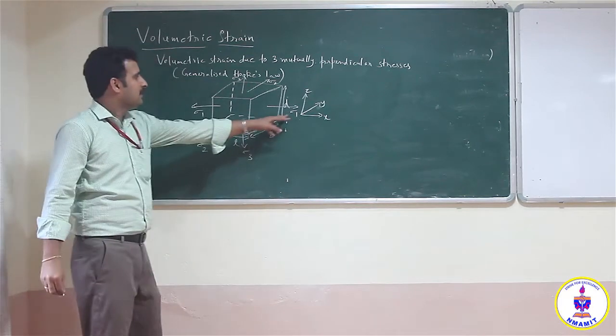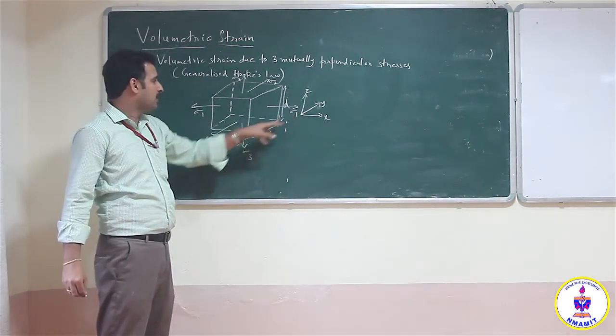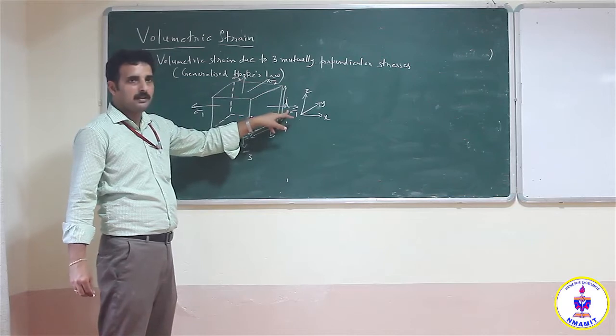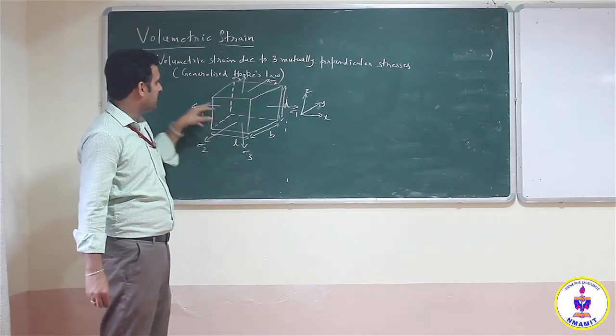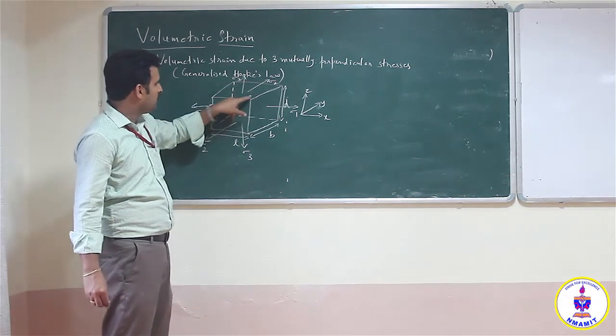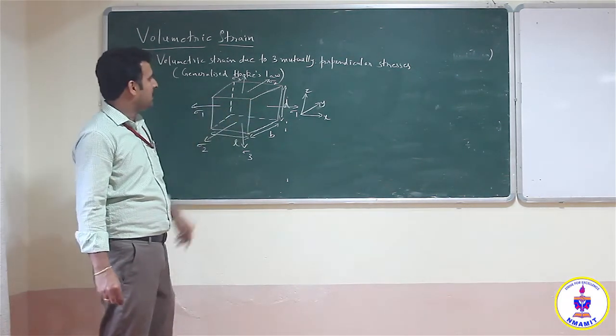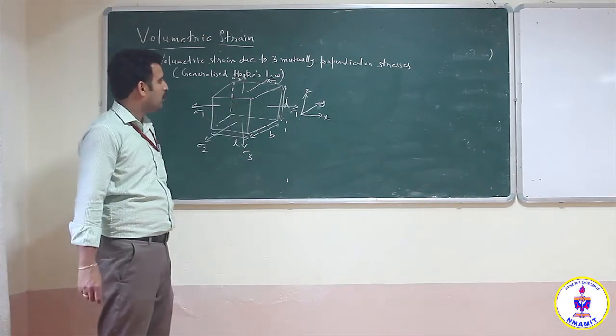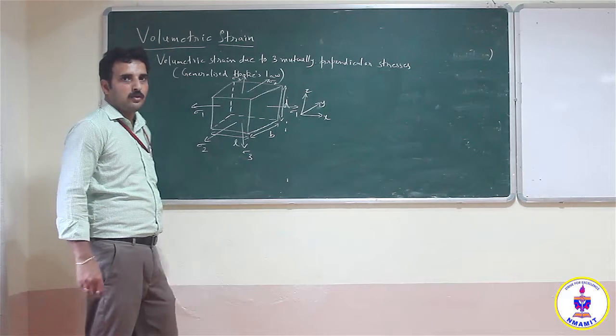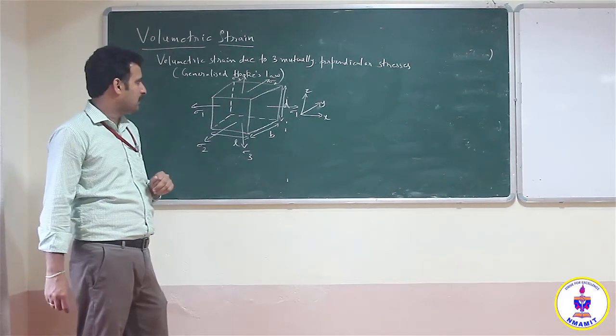So sigma 1 is perpendicular to the cross section area, width into depth. Sigma 2 is perpendicular to the cross sectional area, length into depth. And sigma 3 is perpendicular to the cross sectional area, length into width. So all these three stresses are mutually perpendicular to each other.